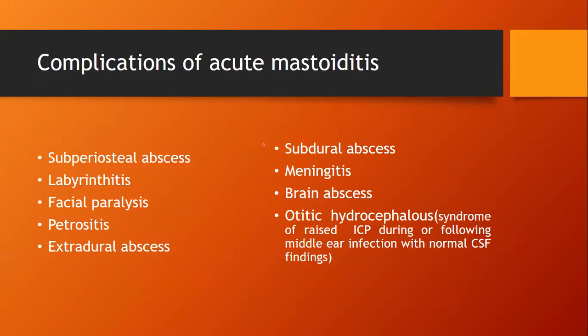Acute mastoiditis has complications like subperiosteal abscess and labyrinthitis, which is an inflammation of the inner ear, facial paralysis, periostitis, petrositis, and extradural abscess, subdural abscess, meningitis, and brain abscess.